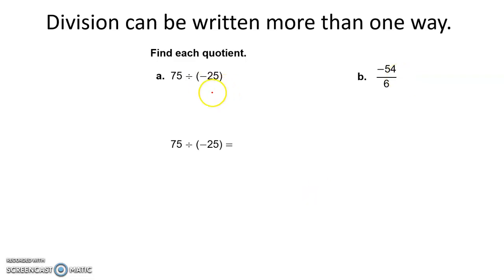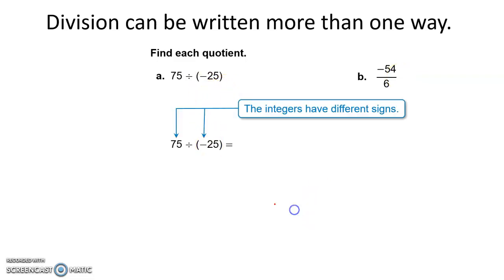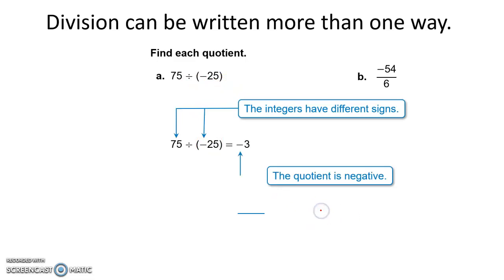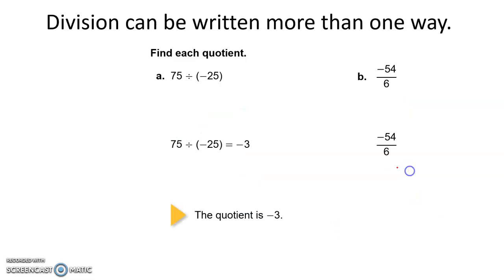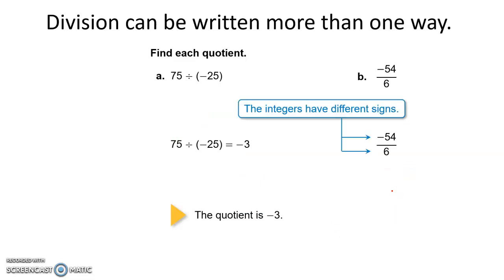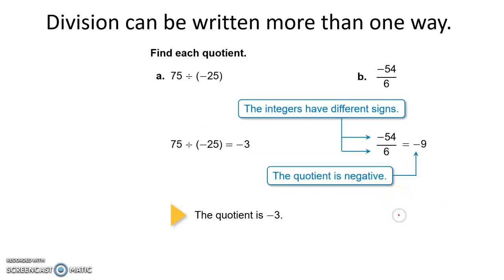So this one right here, you still only have one negative, so your answer is going to be a negative 3. And this one over here, there's only one negative, so your answer is going to be a negative 9. So if it's written like a fraction, it is division. So let's go ahead and try to solve some.